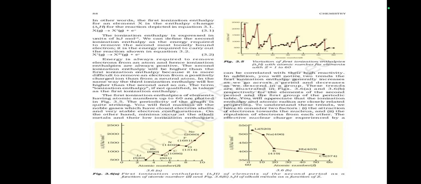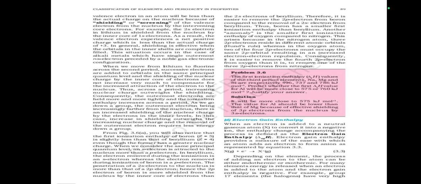Figure 3.6a: first ionization enthalpy ΔH of elements of the second period as a function of atomic number Z, and figure 3.6b: ΔH of alkali metals as a function of Z. Figure 3.5: variation of first ionization enthalpy ΔH with the atomic number of elements, Z equal to 1 to 60. The effective nuclear charge experienced by a valence electron in an atom will be less than the actual charge on the nucleus because of shielding or screening of the valence electron from the nucleus by the intervening core electrons.